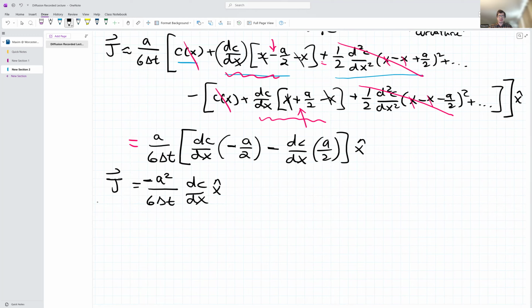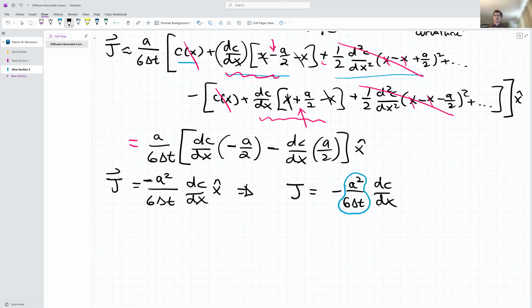And this is written another way. I guess you can remove the vector and just say, if it's a one-dimensional current, one-dimensional flux, this is just minus a squared over 6 delta t dc dx. And now we identify in here an interesting quantity. Look at this thing. This is the step size squared over 6 times delta t. That's actually a 3D diffusion coefficient.